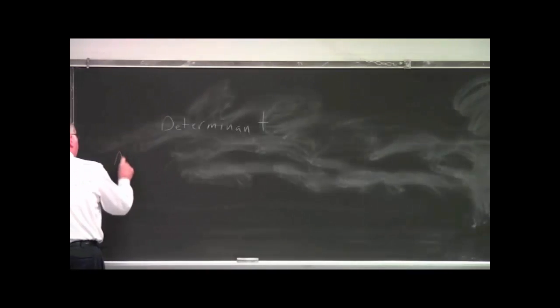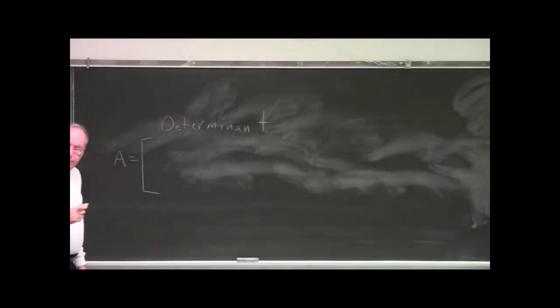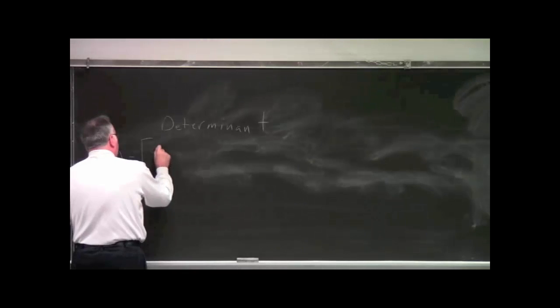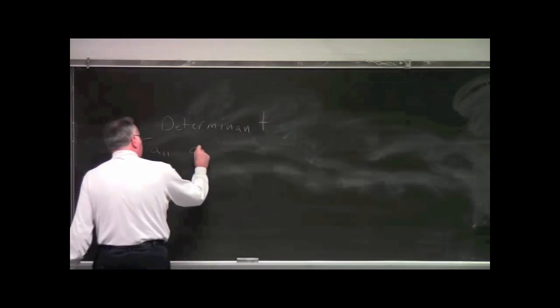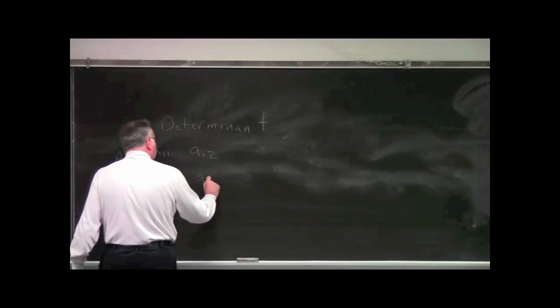A determinant is a real number that's associated with a square matrix. Only square matrices have determinants. And the simplest square matrix would be a 2 by 2. Let's just write this 2 by 2 matrix as little a 1 1, little a 1 2, little a 2 1, little a 2 2.